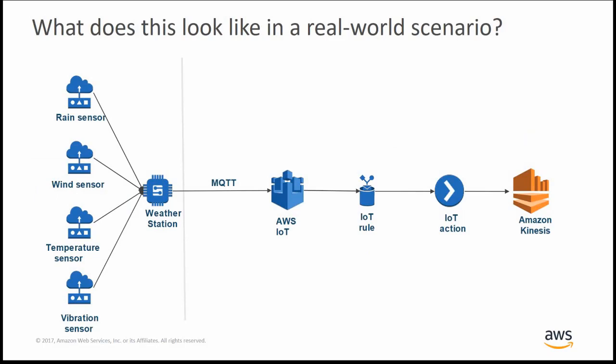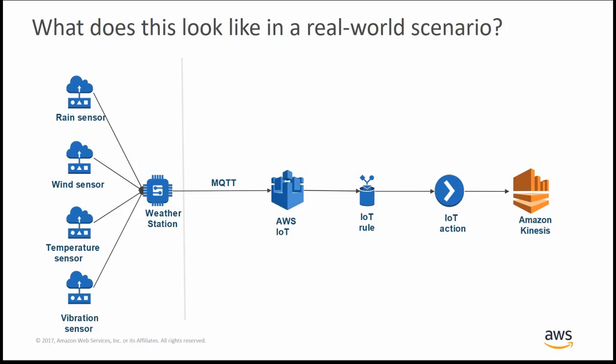So what does a real world scenario look like? I threw up a bunch of different concepts to you guys. Imagine you've got a set of weather sensors: rain, wind, temperature, and vibrations. And you have a hub that's sort of like a weather station that's connecting through MQTT protocol to the AWS IoT platform. This is where the message broker really comes into play.